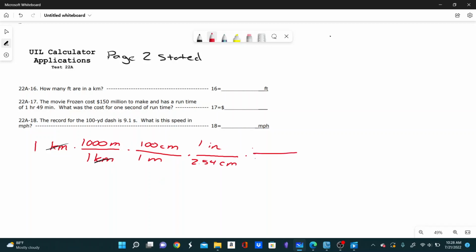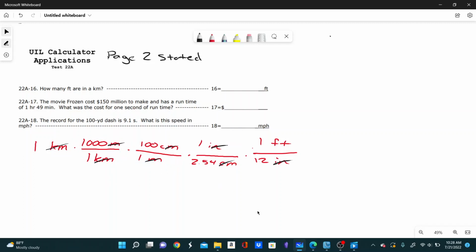So I've gone from kilometers to meters to centimeters to inches, and now I just have to get to feet. So in the bottom I have 12 inches, and then 1 foot, and now everything has canceled except for feet. Kilometers have canceled, meters have canceled, centimeters and inches. And now I just have to compute this.